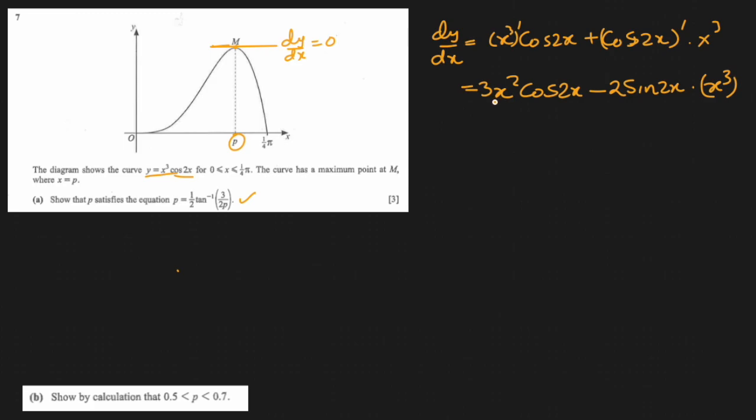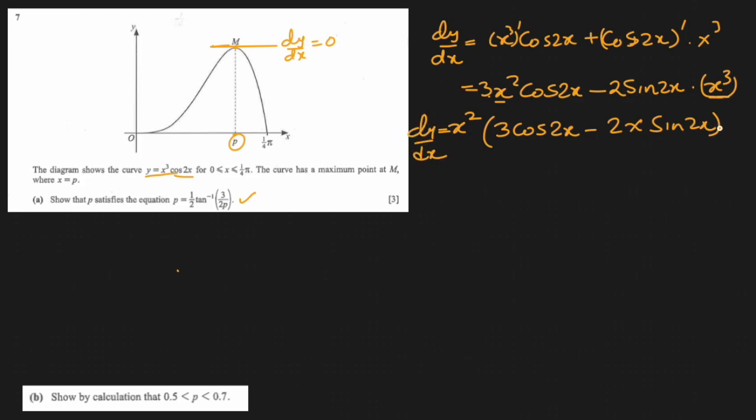So x square is common here and here as well. So we'll take x square as common. So 3 cos 2x is left here. And here out of x cube, x square is out. So x square minus 2x sine 2x. This is dy over dx.